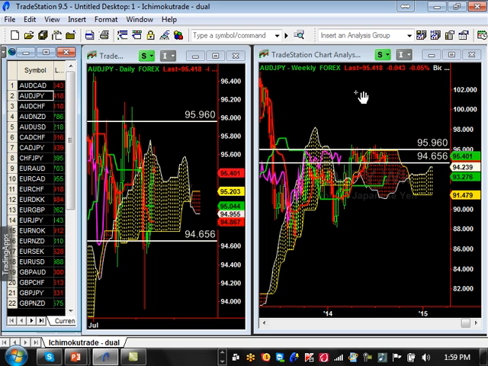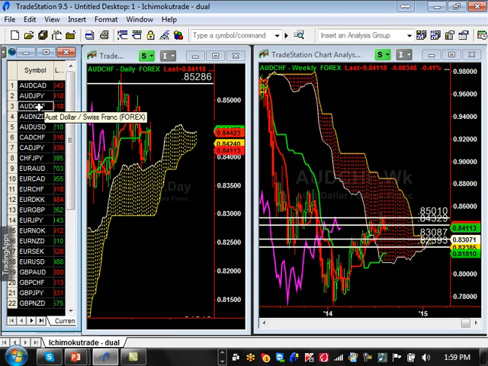The moment it breaks that support, it's going to probably go a lot lower. If it breaks a resistance, it's going to go a lot higher. But this is leaning more high probabilities to the bearish side, where the yen's going to get weaker against the Australian dollar. Australian Swissy here, you could see this is a bearish trend.